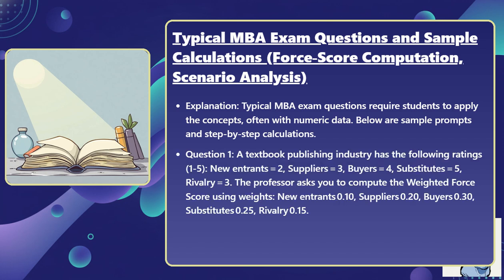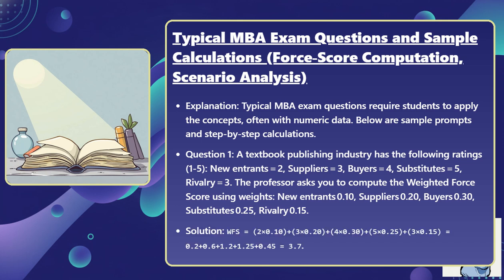Question 1: a textbook publishing industry has the following ratings, 1 to 5. New entrants equals 2, suppliers equals 3, buyers equals 4, substitutes equals 5, rivalry equals 3. The professor asks you to compute the weighted force score using weights: new entrants 0.10, suppliers 0.20, buyers 0.30, substitutes 0.25, rivalry 0.15.